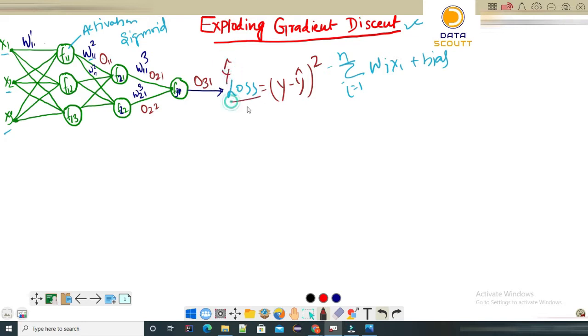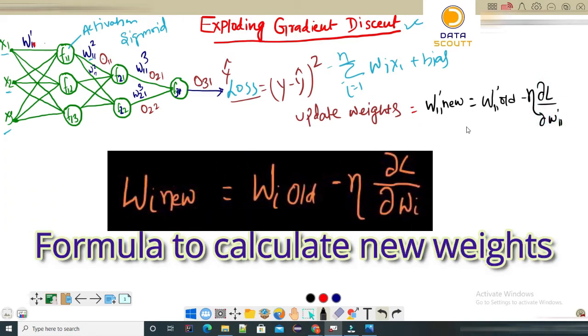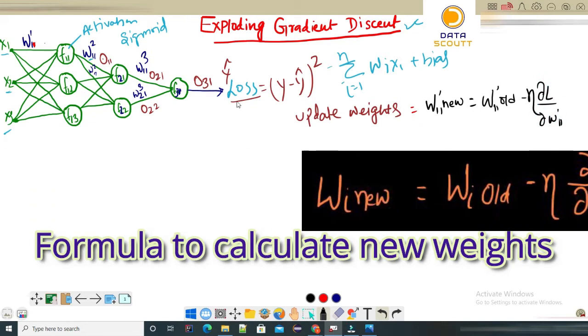And if we are getting a loss, and if the loss is high, what we try to do is update our weights. And we know the formula to update the weights. Let's consider we have to update the weight for this feature. We always know W11 new is equal to W11 old minus eta times the derivative of loss with respect to W11. So we know this formula to calculate our weight with respect to the loss.